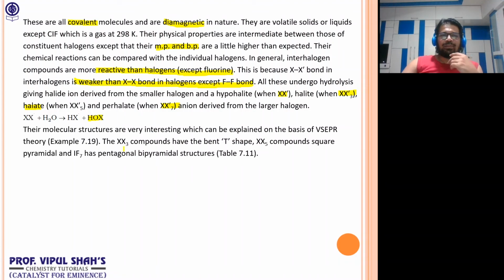Then on the basis of VSEPR, they have explained this part. XX'3, like ClF3, is bent T-shaped, distorted sp3d. XX'5, like BrF5, is square pyramidal, distorted sp3d2 hybridized. And IF7 is regular, with a pentagonal bipyramidal geometry.